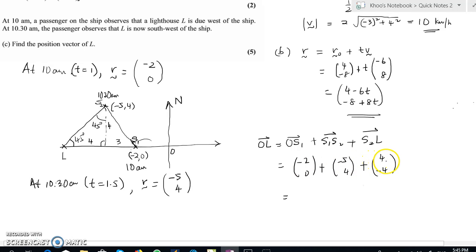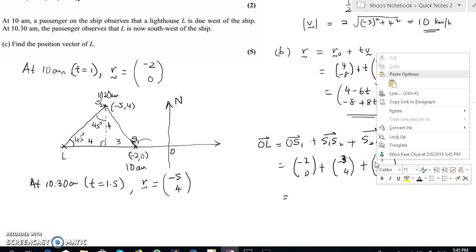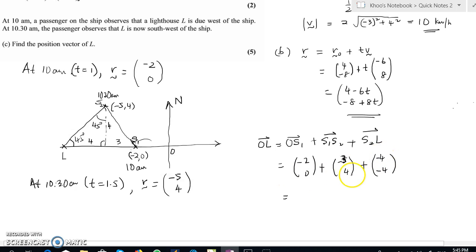Did I get it right? OS1 is minus 2, 0. Oh, this one is not minus 5, 4. This is actually 3 units to the left, 4 units up. And this one is 4 units left, 4 units down. So when you add it up, then you have minus 9, 0. That will be the actual position vector of the lighthouse.